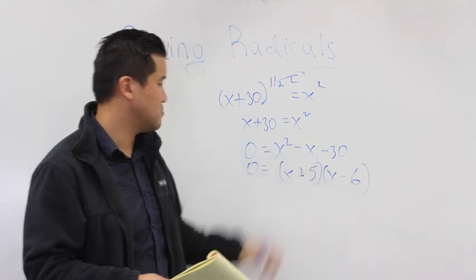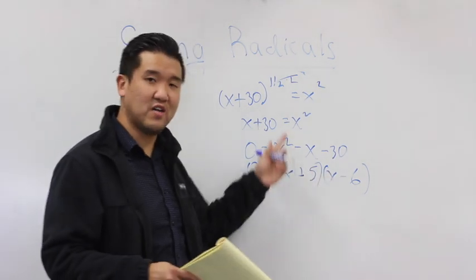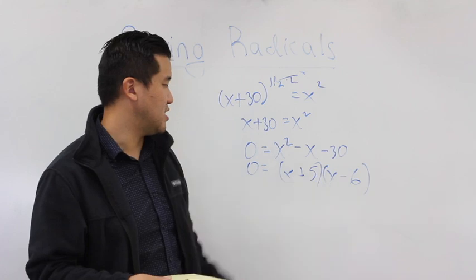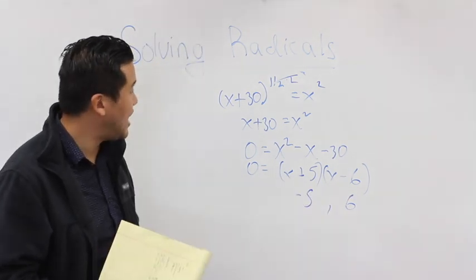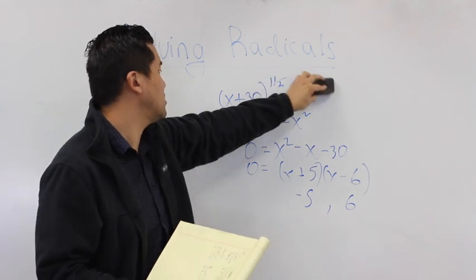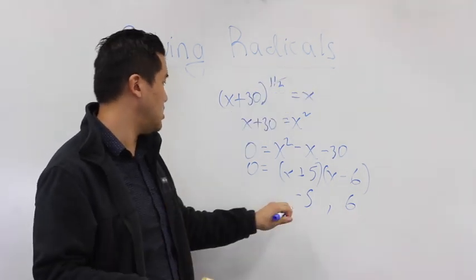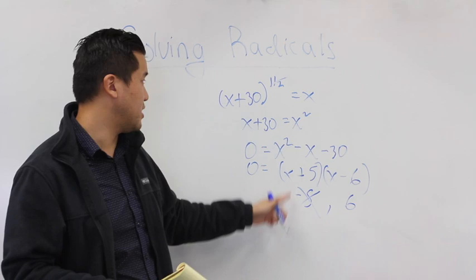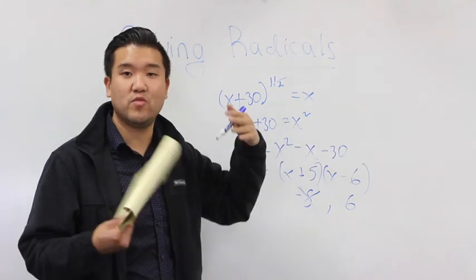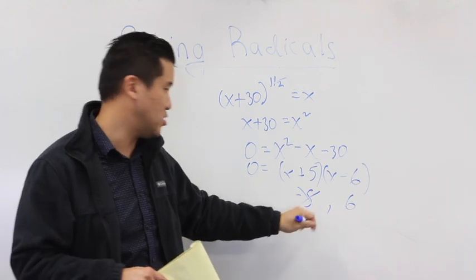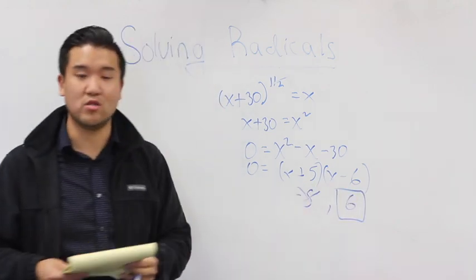Minus plus. Negative 6 plus 5 is negative 1. 5 times negative 6 is negative 30. So your answer is negative 5 and 6. We have two answers. Which one won't work? This one doesn't work because if I plug in negative 5 here, you get the square root equaling a negative. We can't have that. That's my extraneous solution, and this is my actual solution.